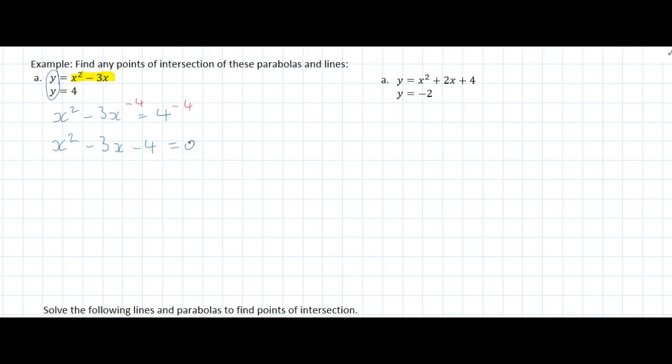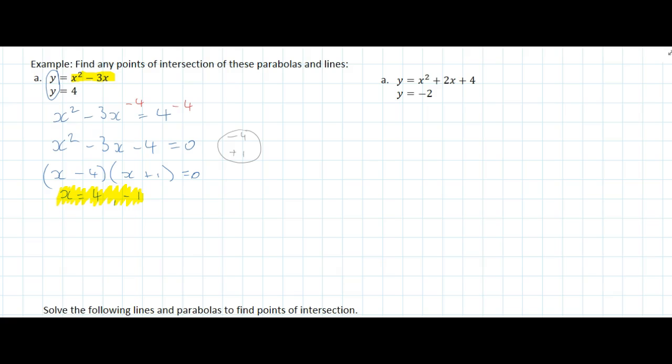Now we need to factorize it. So let's think about numbers that multiply to give -4 and add up to -3. -4 and +1 is a pair that will add up to -3, so that is a pretty simple one. So let's put that into brackets, (x - 4)(x + 1) = 0. Solving that, we get x equals +4 and -1. So they are my two x values where these will actually meet up.